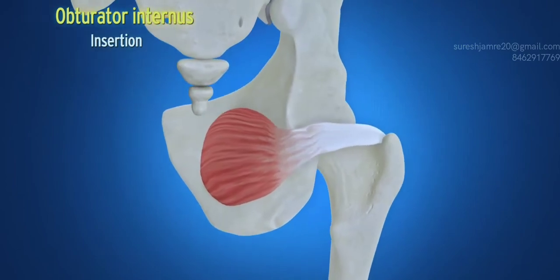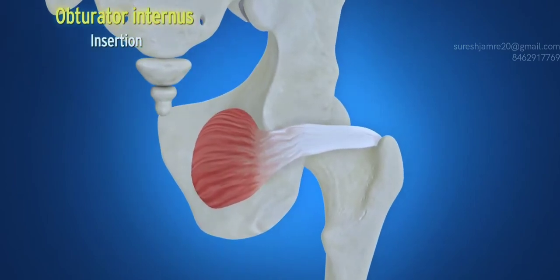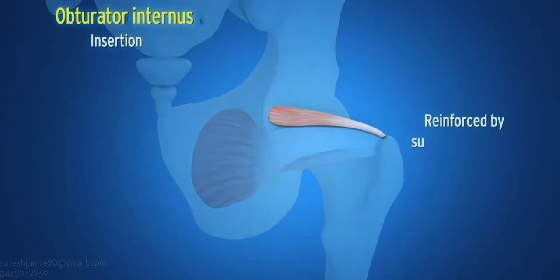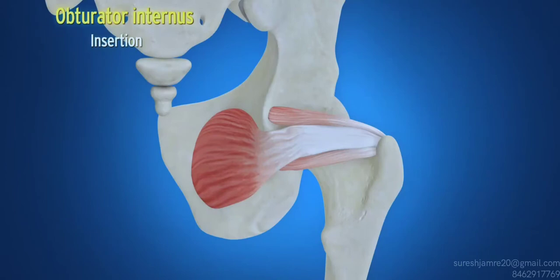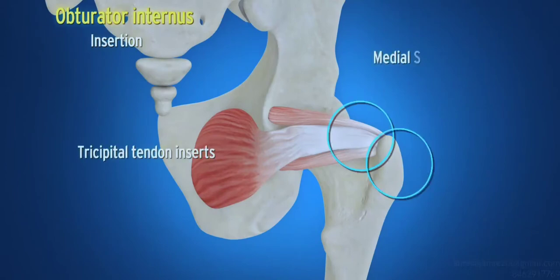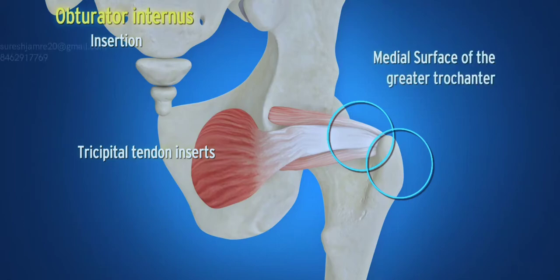Insertion. The tendon makes a right-angled bend at the lesser sciatic foramen and appears in the gluteal region. In the gluteal region, the tendon of obturator internus is reinforced by superior gemellus and inferior gemellus. This tricipital tendon inserts into the medial surface of the greater trochanter above the trochanteric fossa.